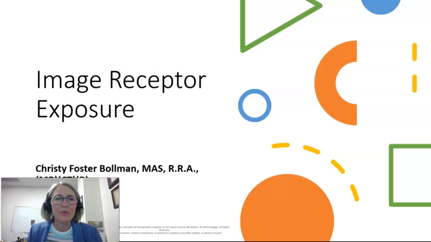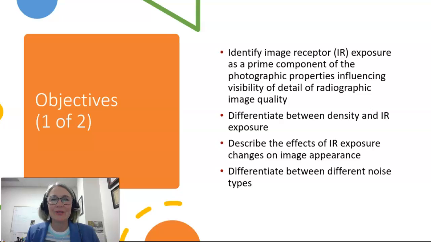Hello students, today we're going to be talking about the image receptor and the image receptor exposure, what it looks like, and how best to correct issues with your image receptor exposure. So let's take a look here, some objectives.